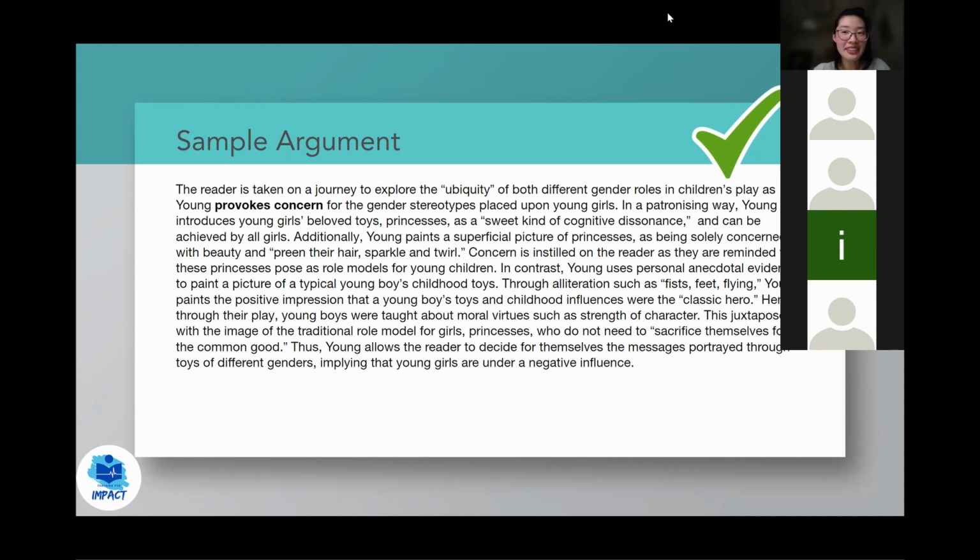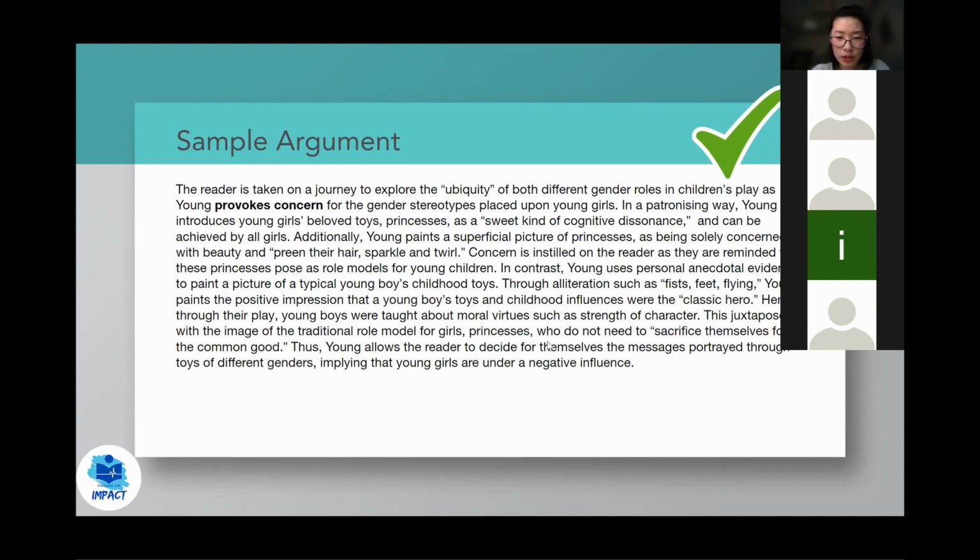So yeah, I would say similarly those things, as well as some highlights for me were the sentence, "concern is instilled in the reader as they are reminded that these princesses pose as role models for young children." All right, so we're talking about the specific effect of concern, and specifically it revolves around the issue that there's a negative influence that these toys have for young children.